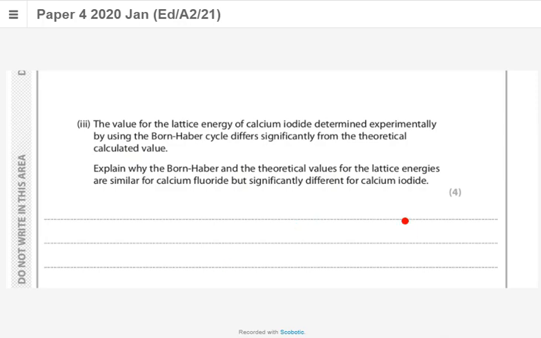The value of the lattice energy of calcium iodide determined experimentally using the Born-Haber cycle differs significantly from the theoretically calculated value. That's correct, because what you get from the Born-Haber cycle is the experimental, true lattice energy of a compound, and what you find from the Born-Landé equation is a theoretical one. The theoretical one is very close to the experimental value if it is a more ionic substance. If the lattice is more ionic, the theoretical and experimental values are very close, because the theoretical one is calculated using the equation.